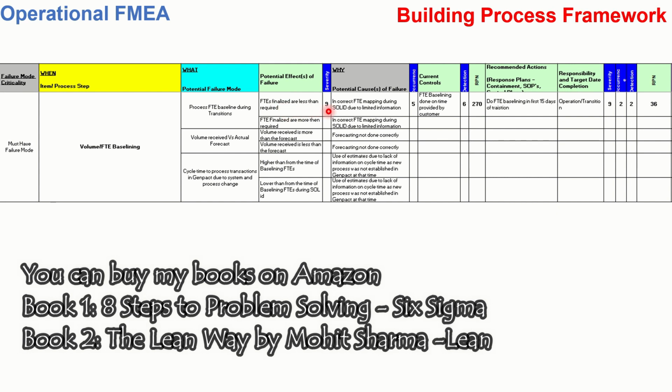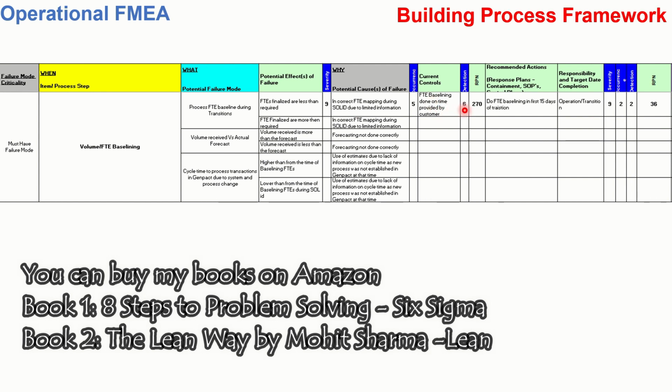What is the severity? It is a high severity number because the SLAs will not be met and customers' business will suffer. So a high score is given. Potential cause of the failure is incorrect full-time employee mapping is done. The occurrence is 5 because it happens sometimes, so the occurrence is given as 5. What are the current controls? FT baseline done on the time provided by the customer. Because customer has given you some information, it was not done practically on the ground. So on the basis of that, the baselining is done.